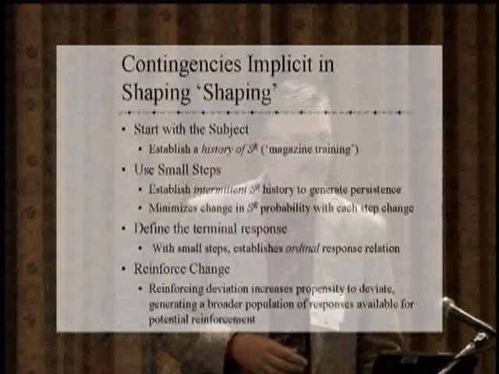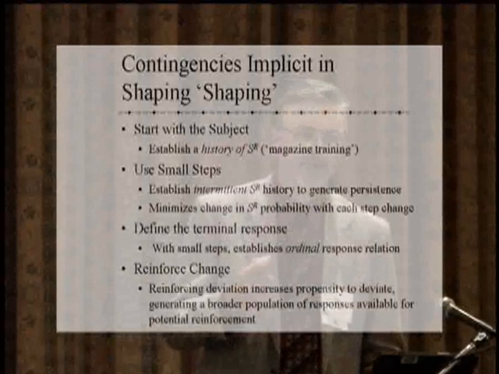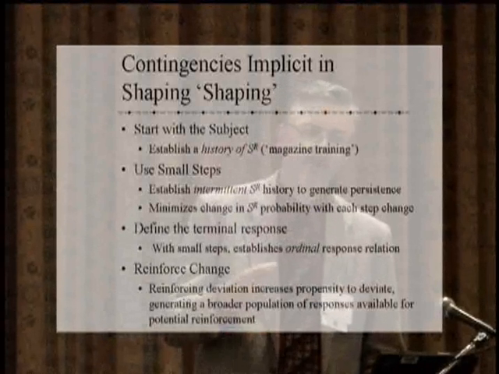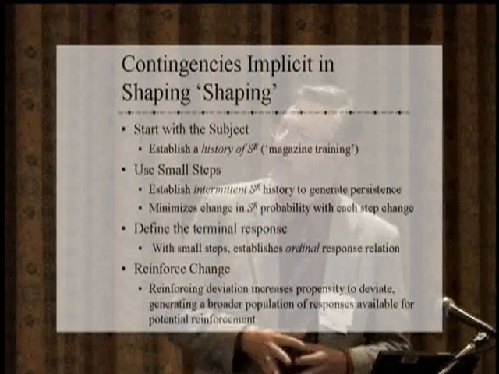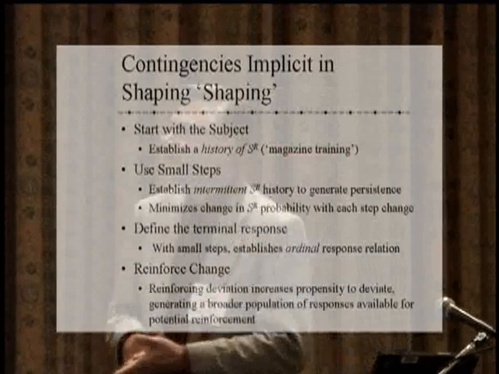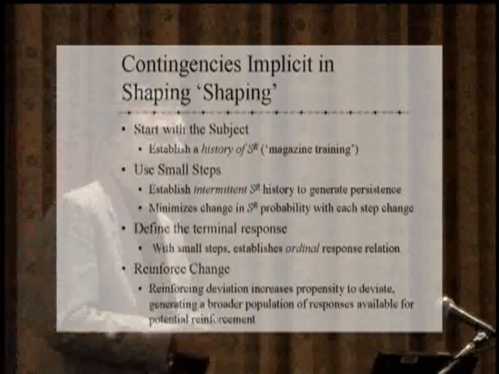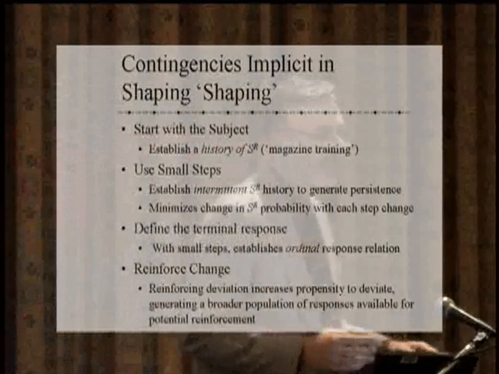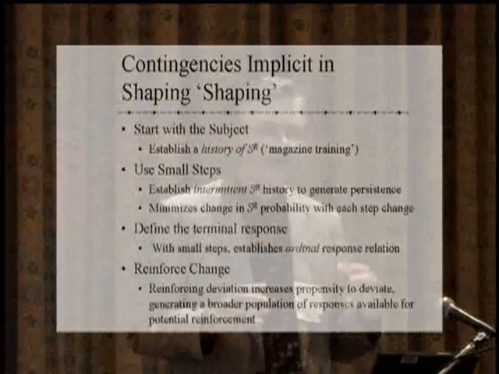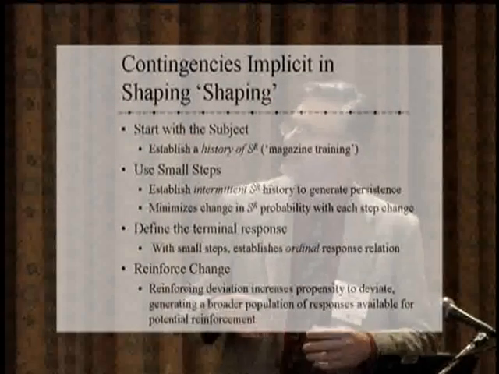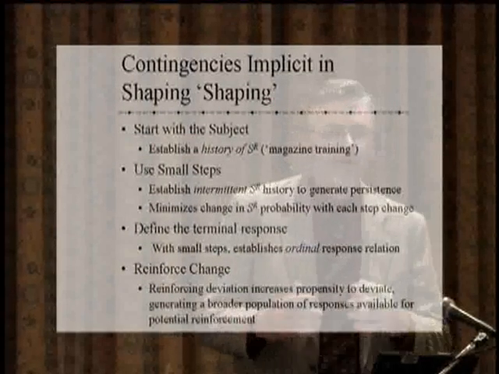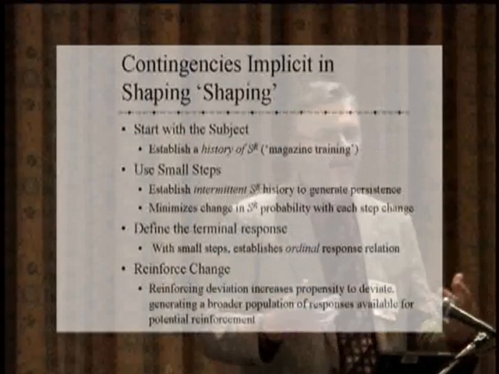Well, what are the contingencies implicit in shaping the way we shape? Why are the golden rules the way they are? Why do we start with the subject? Well, we start with the subject primarily to establish a history of reinforcement. It's a kind of magazine training, if you will. It tells the subject, client, patient, whatever, that there are responses out there that you can make that can earn consequences.